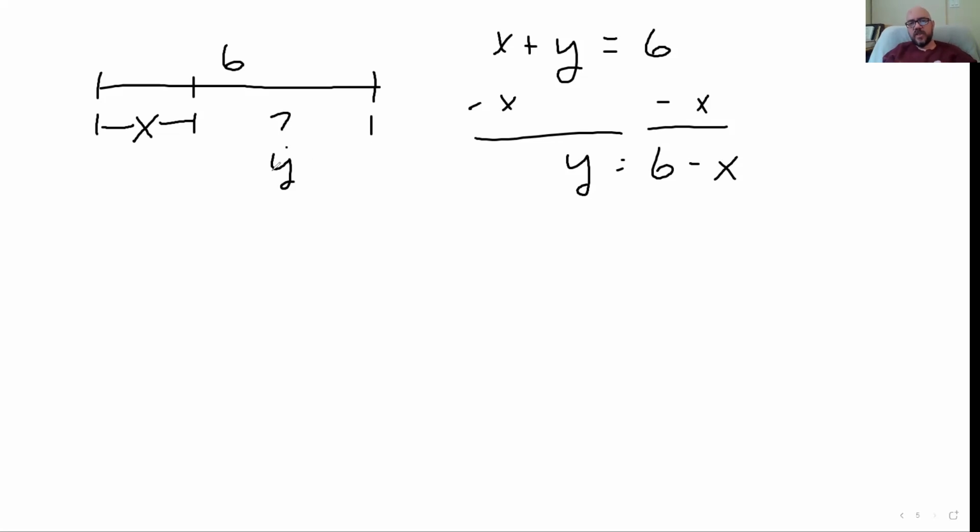So I don't want to call this thing y, because when you have 2 variables, things get a lot more complicated. What I really want to do is call it 6 minus x. That's the thing that I want. So that's what I'm going to call it. So this guy is 6 minus x.